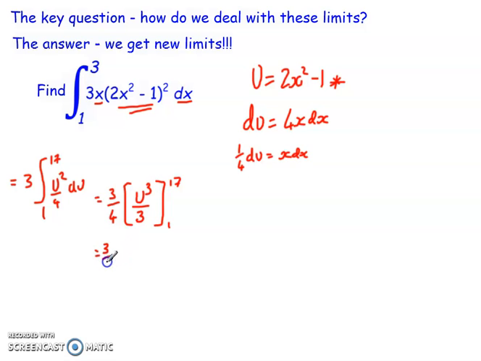So I'd end up getting 3 over 4 times, at the upper limit, 17 cubed over 3, take away the value at the lower limit, 1 cubed over 3. Doing this would give me a final solution of 1,228 units. So there you go, I've evaluated the area under that curve between those two limits by doing a substitution and changing the values of my limits to reflect that substitution.